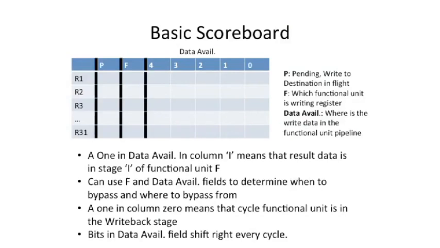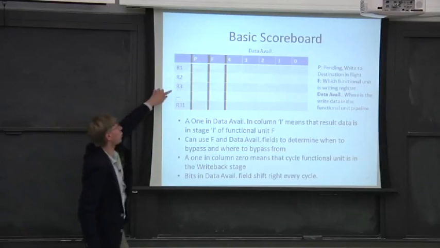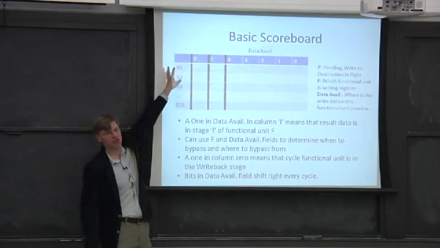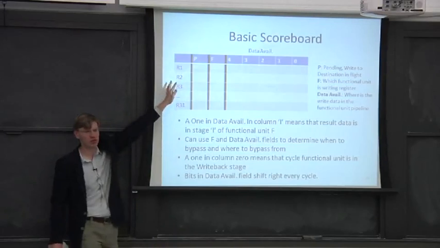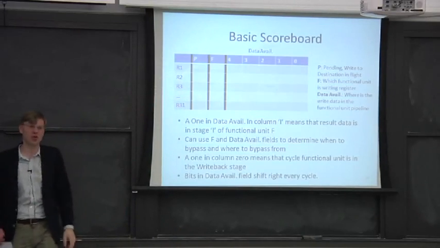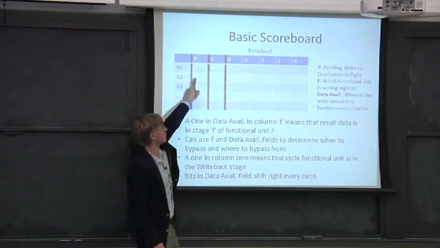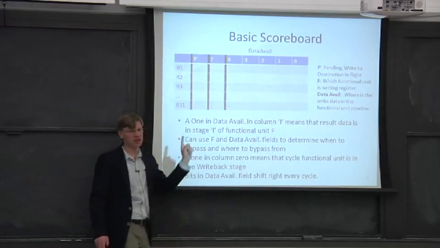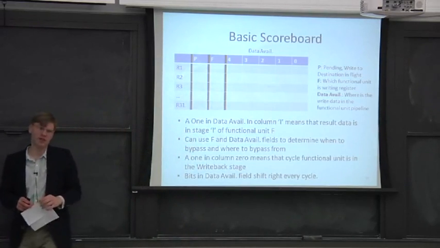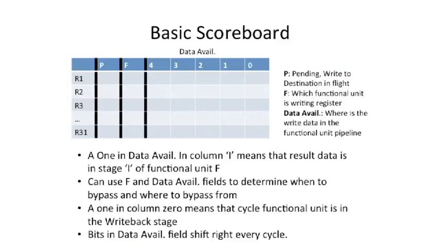So let's look at a scoreboard. Here's our basic scoreboard. This is for a long multiply pipe, the pipe we just saw. And we're going to keep track per real register. R0 in MIPS is a dead register, a register which has no dependencies going through it, so we're not really going to talk about that. So P: we have one bit in here which says if there's a write pending to that register.